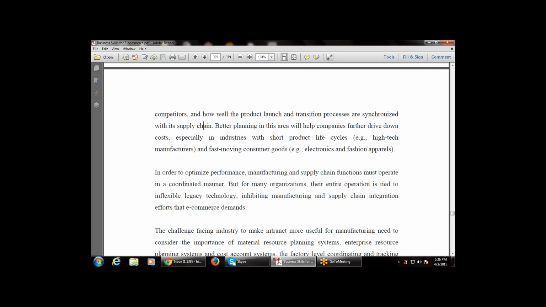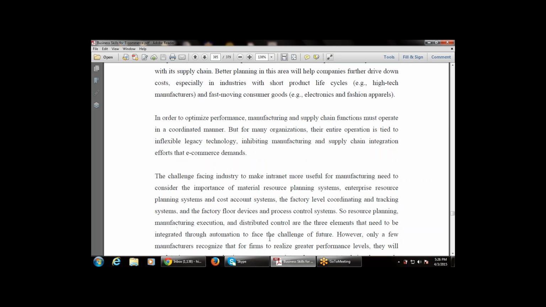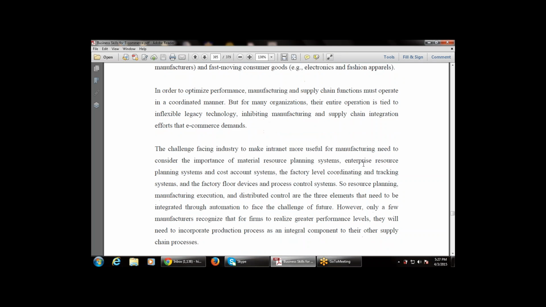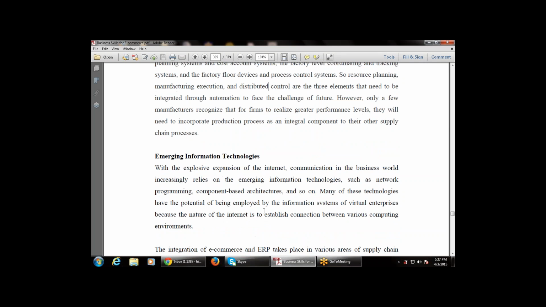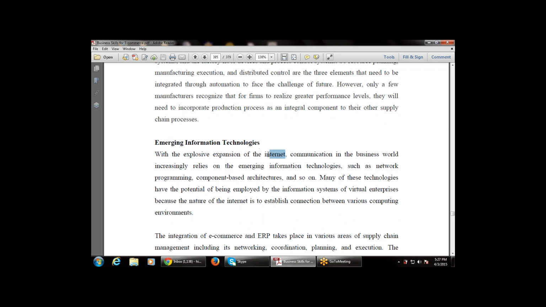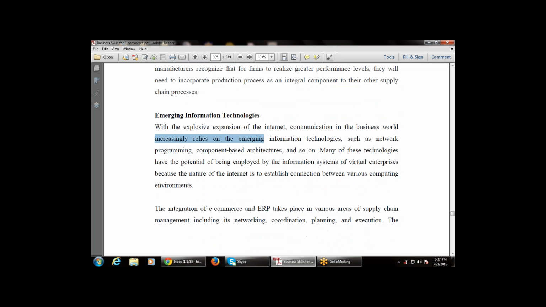The challenge facing industry in making the intranet more useful for manufacturing is to consider the importance of material resource planning systems. That is, there will be a proper, improved planning system for manufacturing, the enterprise resource planning system and the cost accounting system. Now, with the emerging IT, that is the internet, communication in the business world relies on emerging information technology.